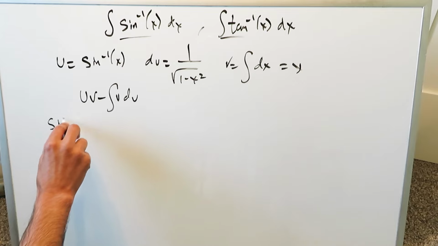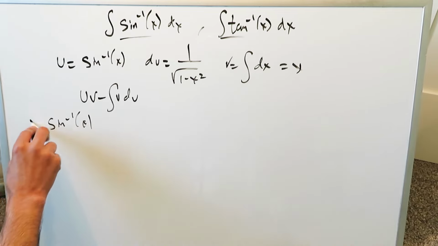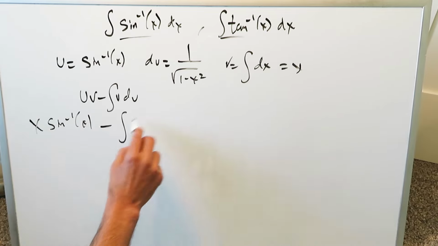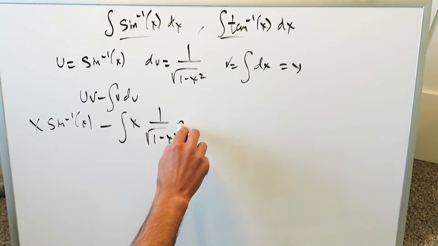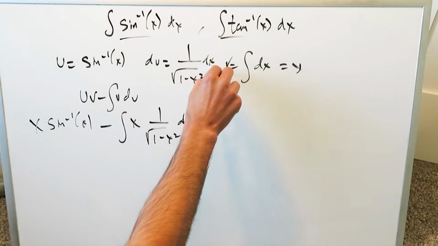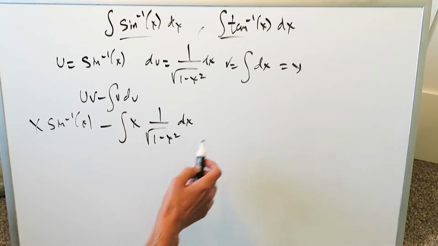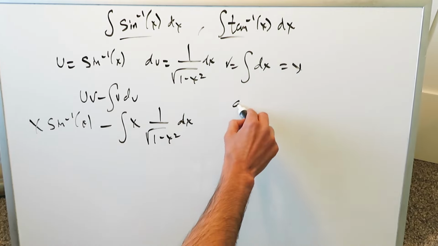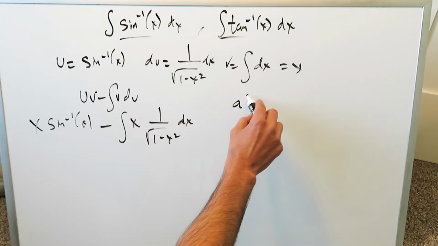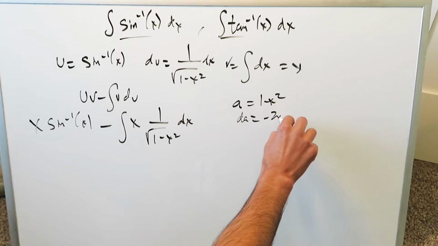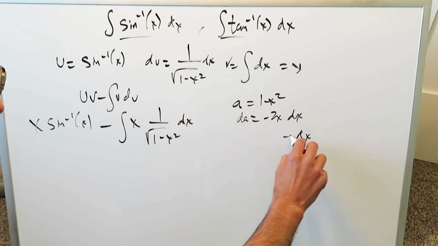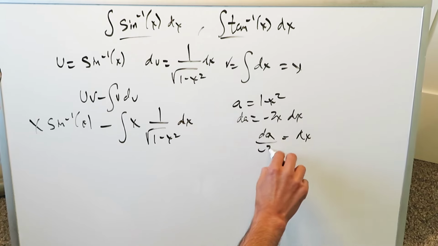U is your inverse sine function. V is an x, I'm bringing that here, minus integral v du is this, 1 over root 1 minus x squared dx. If you want to be a little clear, you can put a dx over here. Here you have to do a substitution, polynomial substitution. I'll just bring the a because I already have u's being used here. A is equal to 1 minus x squared, dA is equal to minus 2x dx. dx is equal to dA divided by minus 2x.